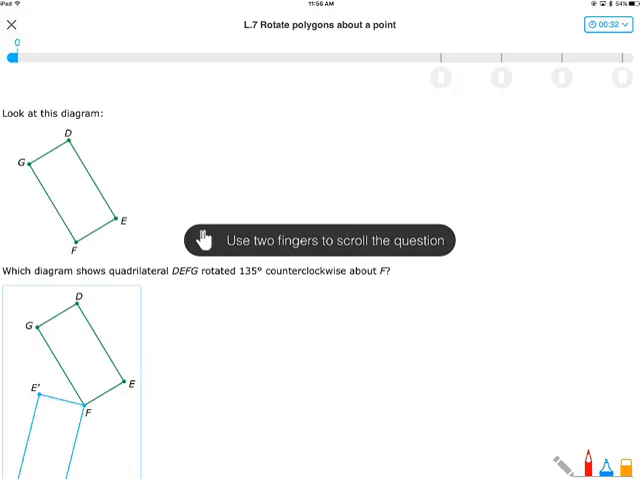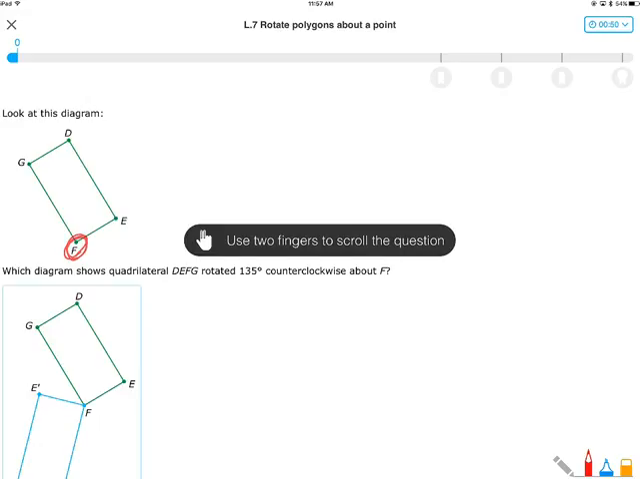Look at this diagram. Which diagram shows quadrilateral DEFG rotated 135 degrees around F? Okay, so point F is going to stay where it's at. And then we're going to rotate 135 degrees counterclockwise. So I just think that's more than 90, less than 180.